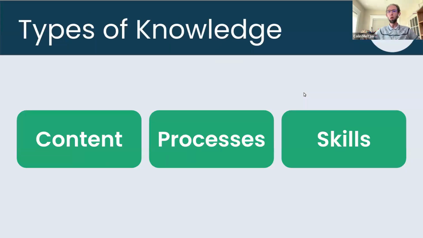So let's talk about the types of knowledge that we're talking about here. There's 3 types. There's content, processes, and skills. And we often focus over here on the content, but prior knowledge of processes and skills are just as important for student success. And I'm going to give some demos today of addressing all 3 of these types of knowledge.